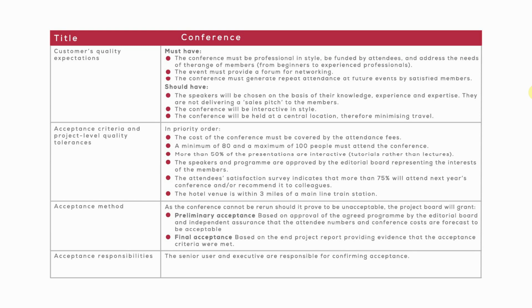The conference will be interactive in style. More than 50% of the presentations are interactive tutorials rather than lectures. So there you can see that we've created the project product description. We've captured those customers' quality expectations, and for each quality expectation there is an associated quality criteria that will be easy at the end of the conference to determine whether or not we met the appropriate expectation the customer had in terms of quality. So that's step 1 of the product-based planning technique done.